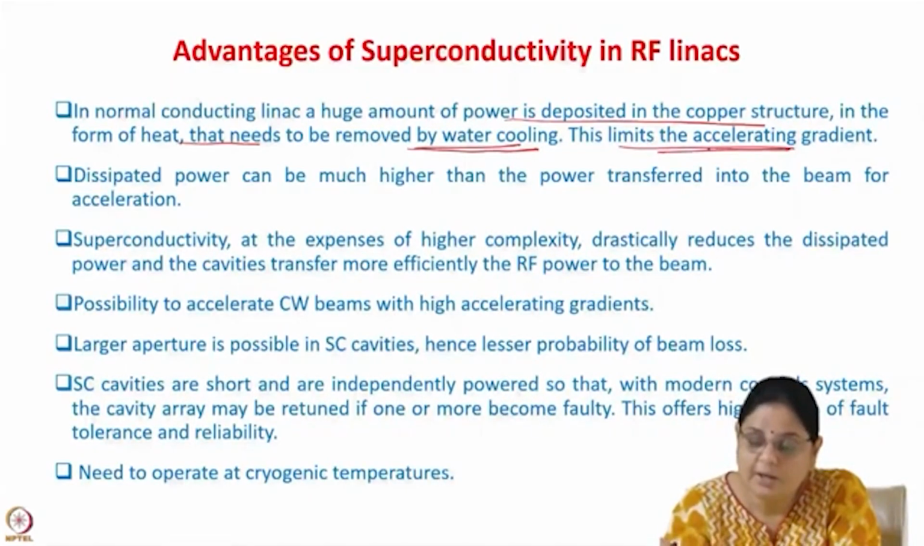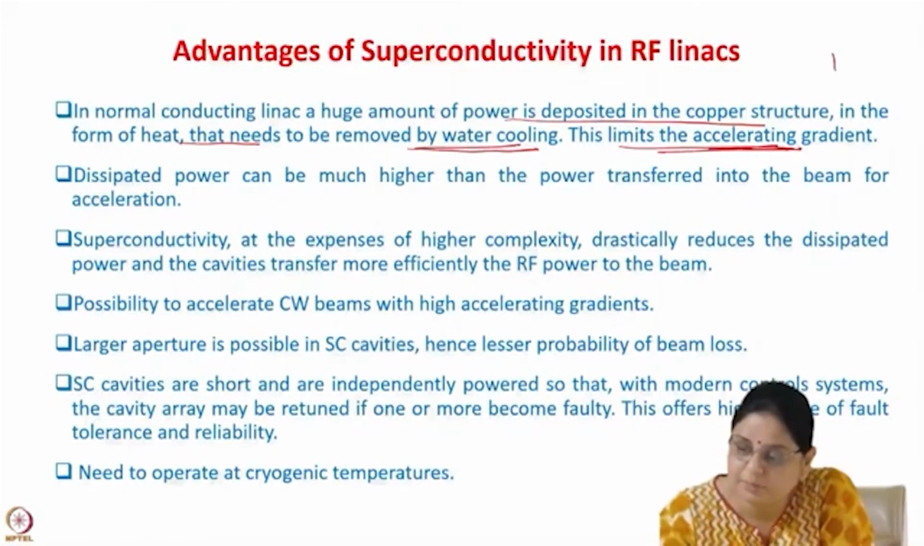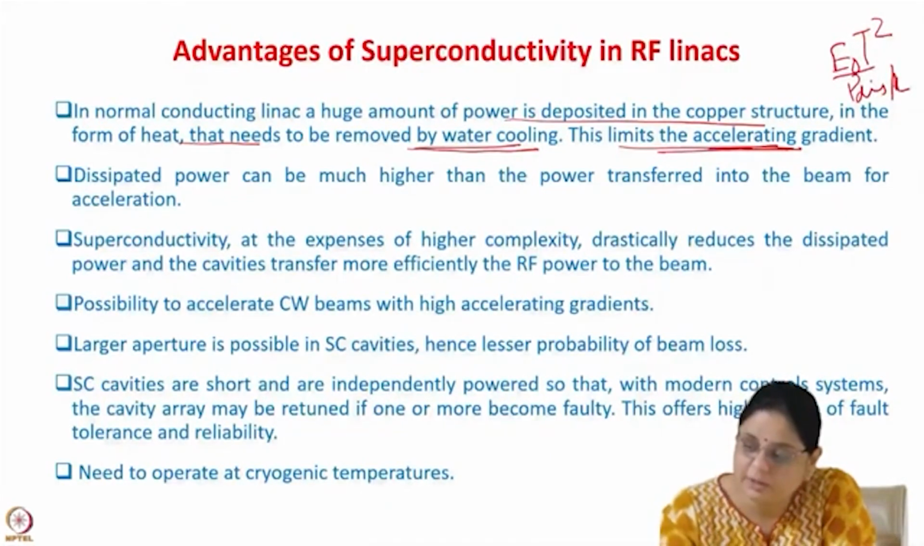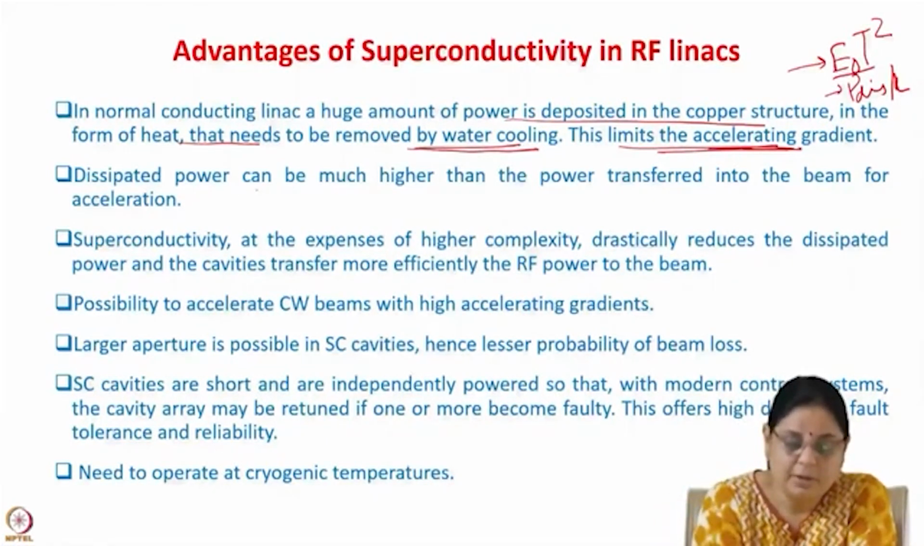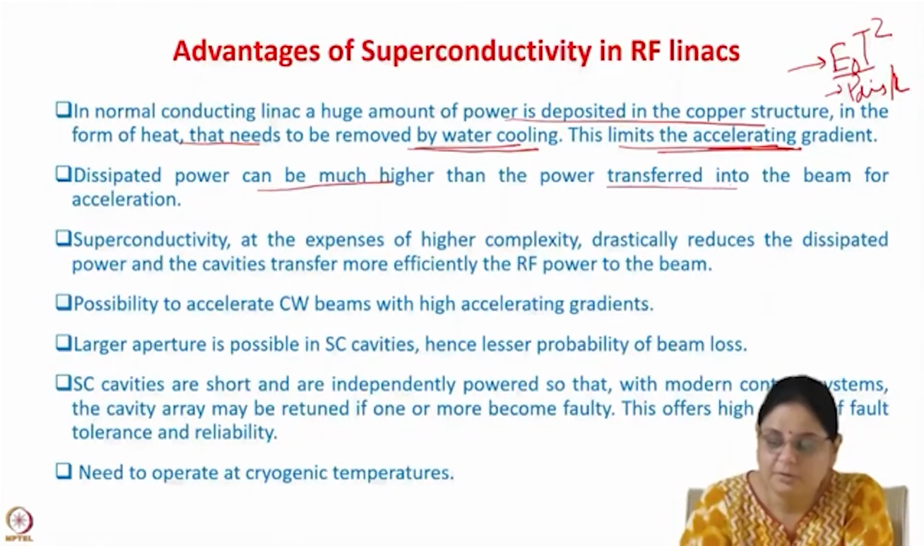How high a gradient you can go to depends upon how much heat you can remove, because the shunt impedance, which is E0 squared by power dissipated per unit length, is fixed for a given cavity. So if you increase the accelerating field, the power dissipation will also increase. The dissipated power can be much higher than the power transferred into the beam for acceleration. So a lot of RF power is wasted in normal conducting operation.